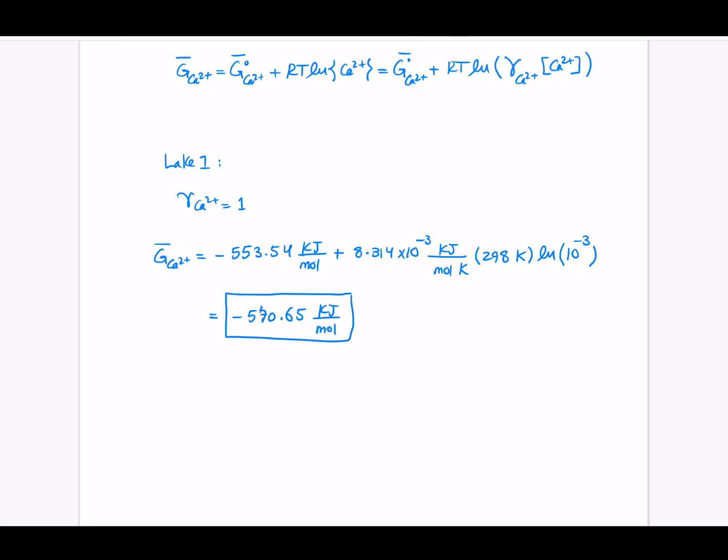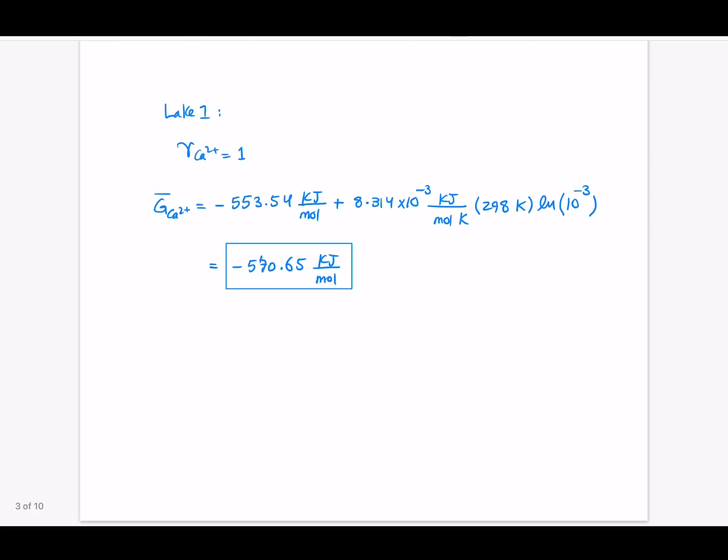This is for lake 1. For lake 2, everything would be the same except the activity coefficient of calcium would be 0.5. And then for G that we calculate, the only factor here is that we need to do 0.5 times 10 to the minus 3 instead of 10 to the minus 3. Then this would be minus 572.37 kilojoule per mole.